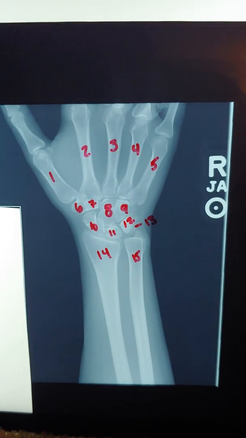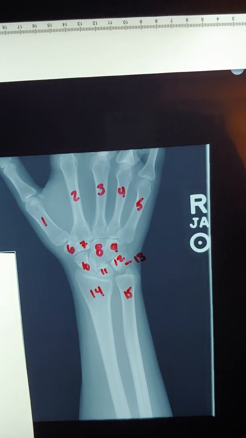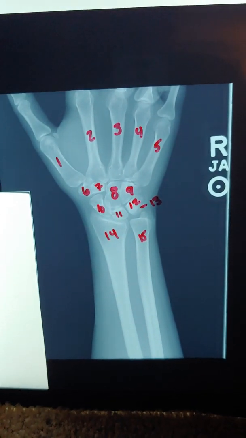And for my radiation safety, I shielded the patient's gonads with a lead shield, and I also collimated to the anatomy of interest.